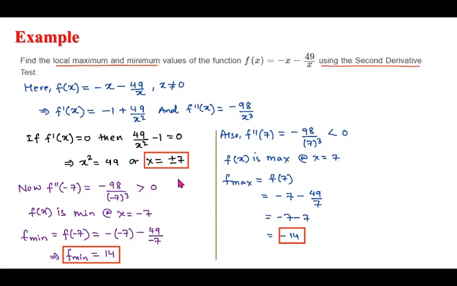But after that, you have to plug in these values into the second derivative. If the second derivative is greater than 0 or positive, the function will have minimum value there. And if the second derivative is negative, then the function will have maximum value there. So that's how we can use the second derivative test to find the local maximum and minimum value. Okay, that is example 4. I hope you are enjoying it so far.